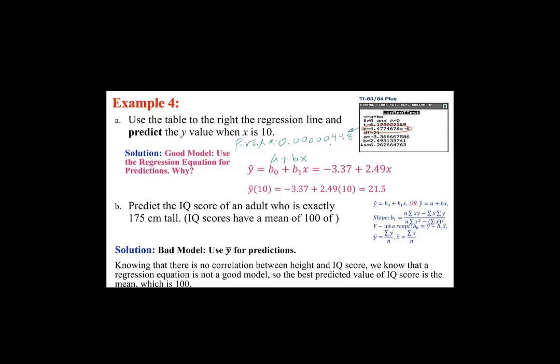That's the concept. I have a question. Where did you get the mean of 100? It's given, right there on part B. IQ scores have a mean of 100 and a standard deviation of 15. So in general, mu is 100 and sigma is 15. Okay, that is regression, least squares property, and residual plots.